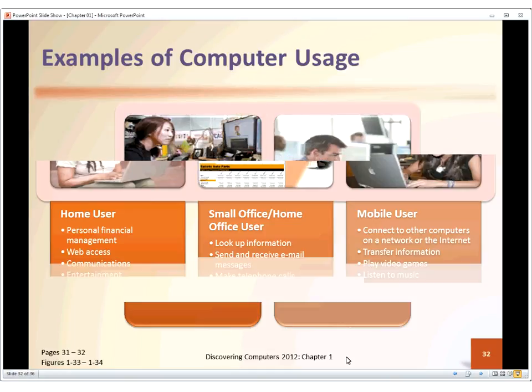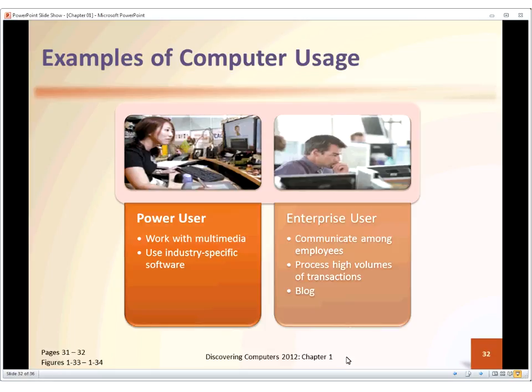The other two are the power user and enterprise user. So power users typically perform tasks that require powerful computers, working with multimedia or using industry-specific software to perform a certain task or to do their job. And then the enterprise user. When you go to work in business, you have to communicate with employees. You've got a lot of transactions. There's blogging. Enterprise users are typically provided a computer from work, and that computer is there for them to do their work.